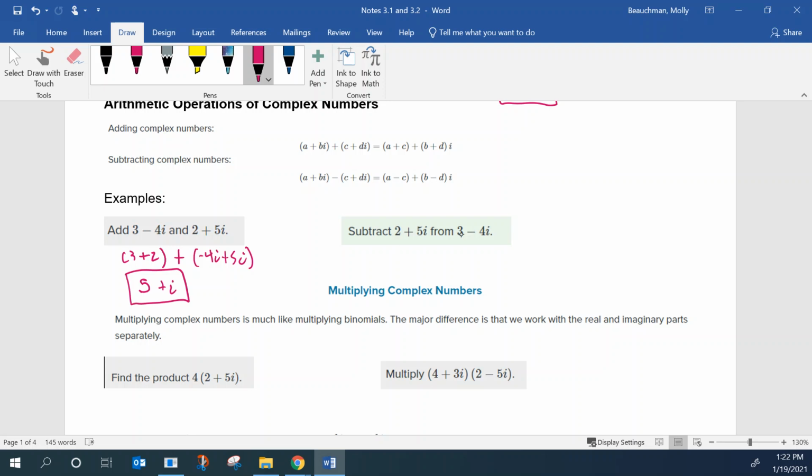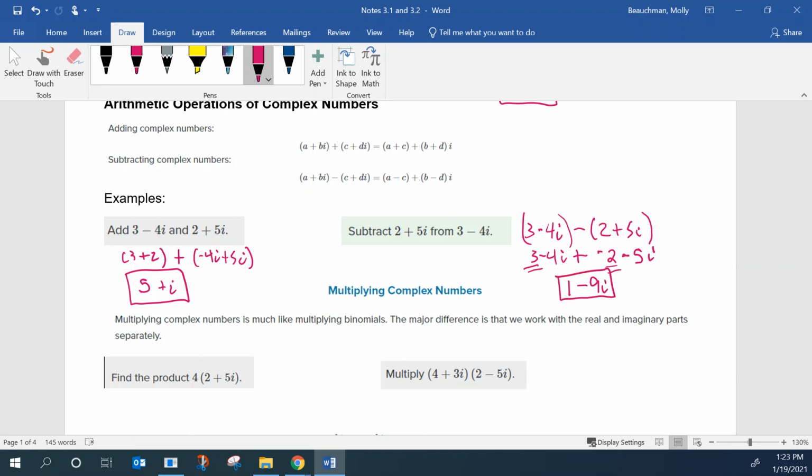Subtracting, we subtract 2 plus 5i from 3 minus 4i. So we write 3 minus 4i first, and then we subtract 2 plus 5i. Distribute the negative. We get 3 minus 4i plus -2 minus 5i, basically turning it into an addition problem, and then think of it as adding like terms. Add the real parts: 3 plus -2 is 1. Add the imaginary parts: -4i plus -5i is -9i.